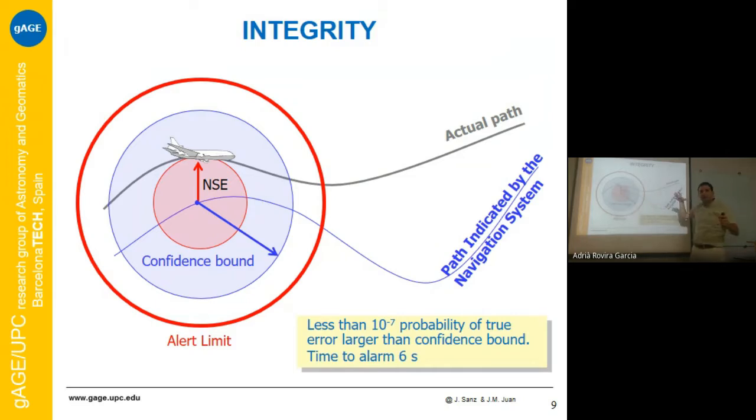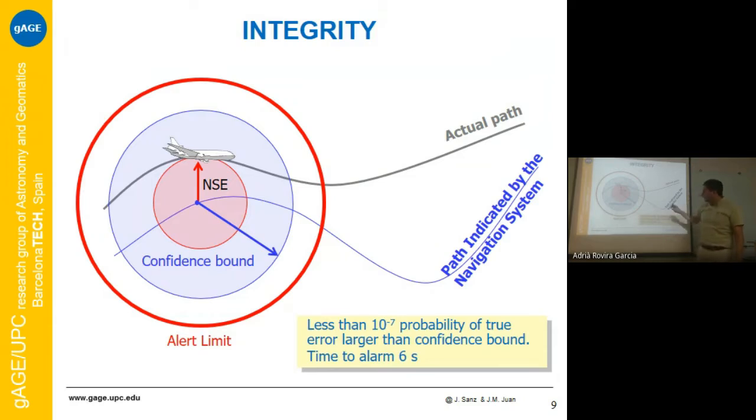Then we will see how these circles get larger or smaller. We will see it later. And when these confidence bounds get too big, meaning that they are larger than this other limit, we will see how the system becomes unavailable.